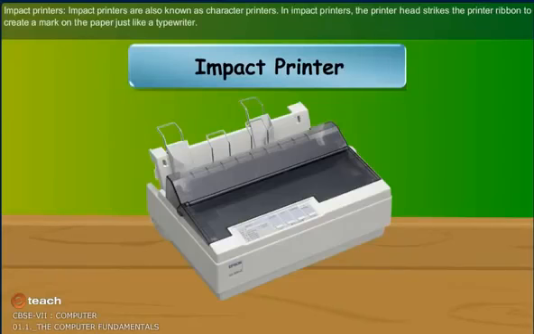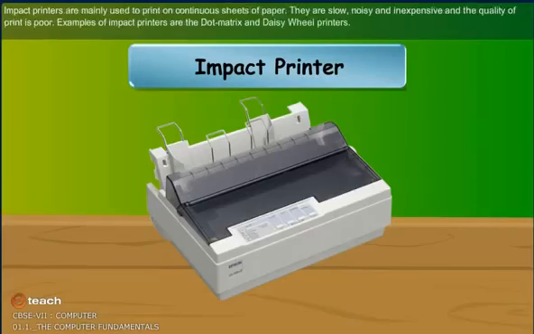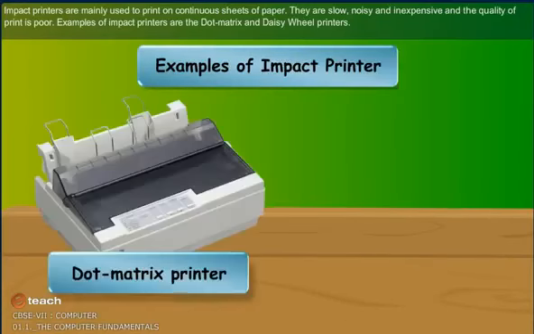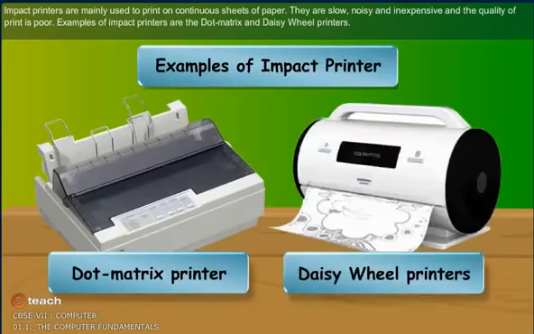Impact printers. Impact printers are also known as character printers. In impact printers, the printer head strikes the printer ribbon to create a mark on the paper just like a typewriter. Impact printers are mainly used to print on continuous sheets of paper. They are slow, noisy, and inexpensive, and the quality of print is poor. Examples of impact printers are the dot matrix and daisy wheel printers.